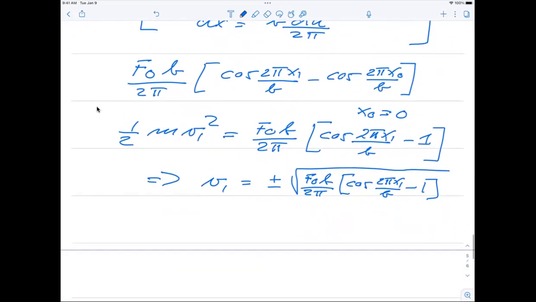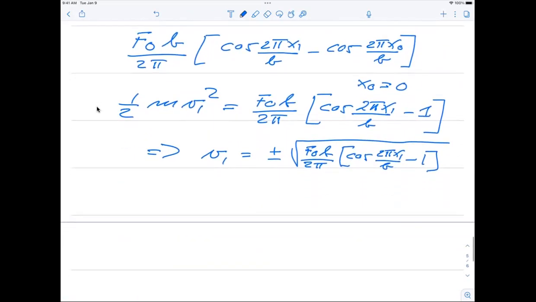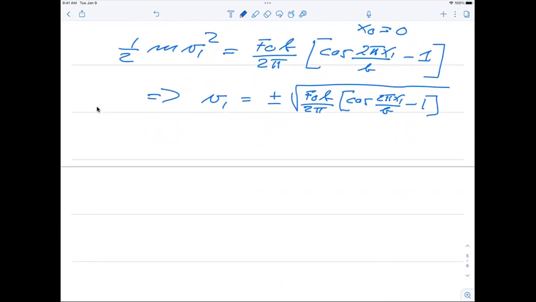Is this pretty okay? So these are just examples of the applications of the work energy theorem. And you've probably seen something similar before. But now I'm going to state something which is going to become important for us. So this is the work energy theorem itself.